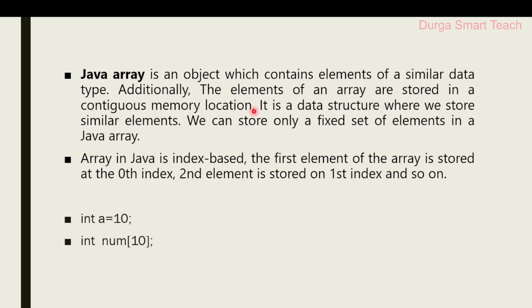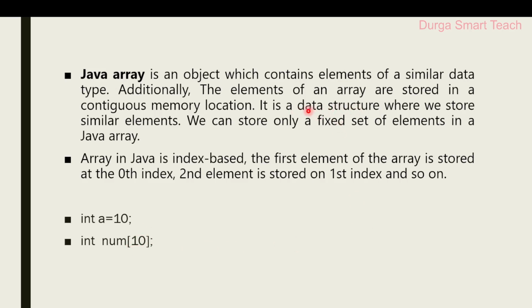The elements of our array are stored in a continuous memory location. Normally, for variables, for example if we declare int a is equal to 10, b is equal to 20, then a is stored in some memory location and b is allocated in some other memory location. So those memory locations are different in the case of variables. But in an array, all these 10 elements are stored in continuous memory locations. That's why it is known as a data structure.